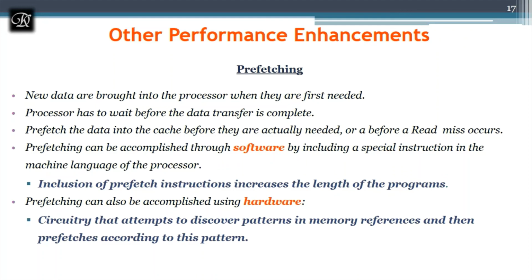Or else we can come up with hardware. If we add hardware, we can have a circuit to predict what is required frequently, and then prefetch it. We have seen similar architecture with pipelining and superscalar operation with respect to hardware.